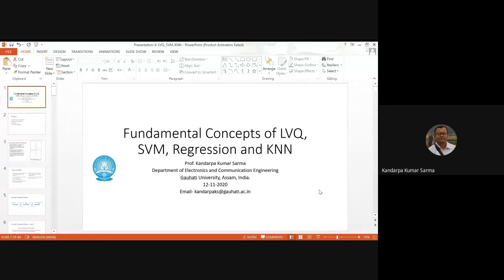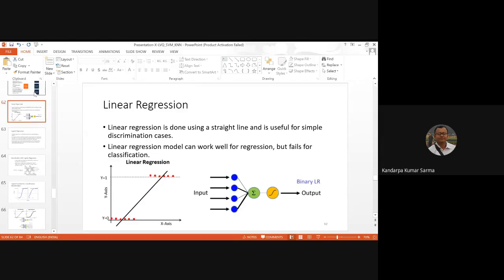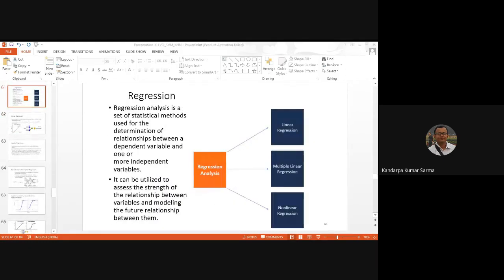Vector quantization and support vector machine were covered there, but I could not cover regression and KNN classifiers. So in this session, first I shall be quickly covering regression, and then the KNN, K nearest neighbor classifier. Then we will go to one more presentation, that shall be fuzzy based system design for pattern recognition. So let's start with this regression part.